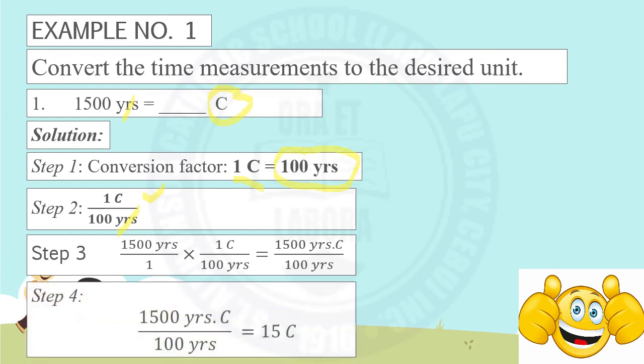Then let's go on to the cancellation and simplify. Years at the numerator as well as the denominator will be cancelled out, and the remaining will be century. 1,500 divided by 100 is 15. So the unit will be century, and our final answer is 15th century. Do you get it? Very good. Let's go on to example number 2.